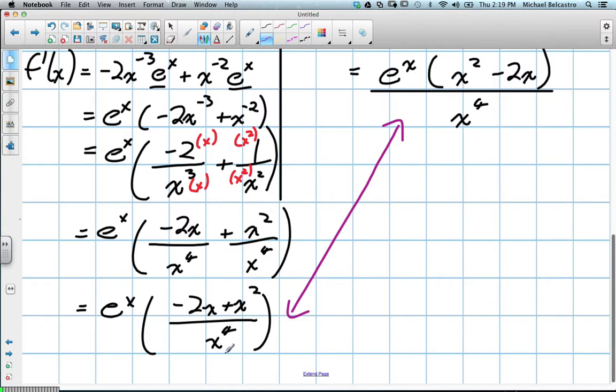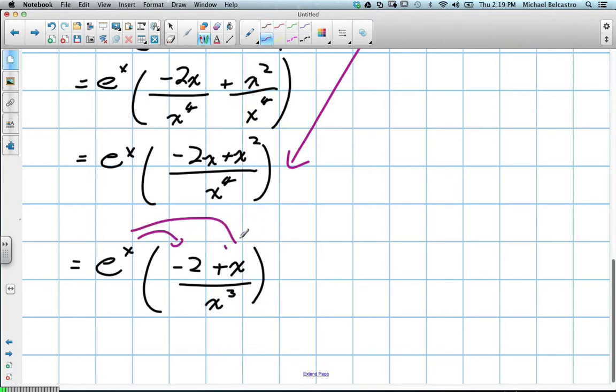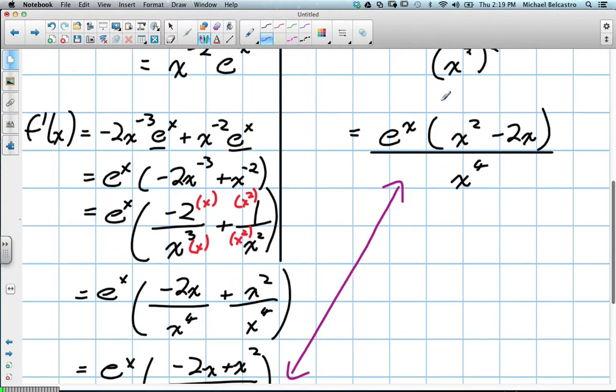Can we do anything else from that? We could probably factor out an x in each. Yes, we can. We can simplify on this end here by factoring out an x at each point. Okay? So if we were to simplify this, factoring out an x in each point, we'd be left with e to the x, and here we'd have -2 plus x over x cubed. And then it may be beneficial, it may not, to distribute our e back into our values on top. But this is a good form, and we could do the exact same thing we had done up here.